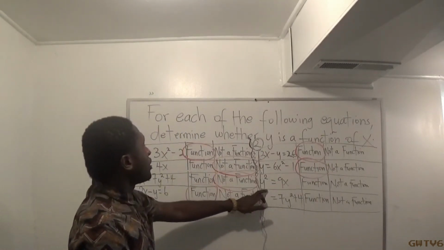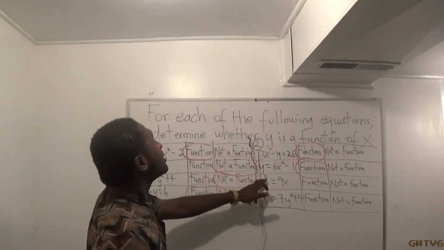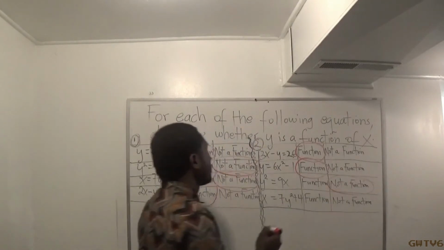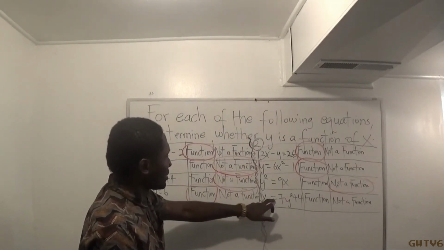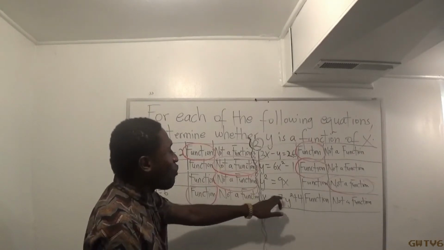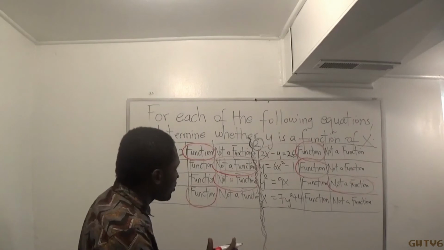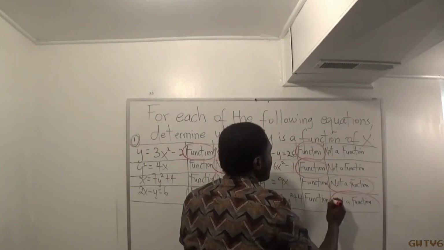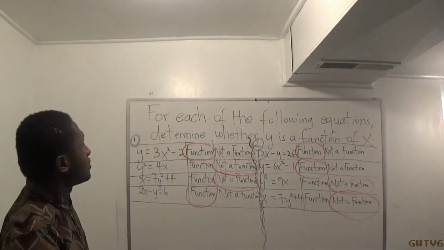What about this one right here? y squared? No, it should just always be a regular y. So it is not a function. And this is x equals, it's not in the form x equals ay. So is it a function or not a function? It is not a function. And that's it.